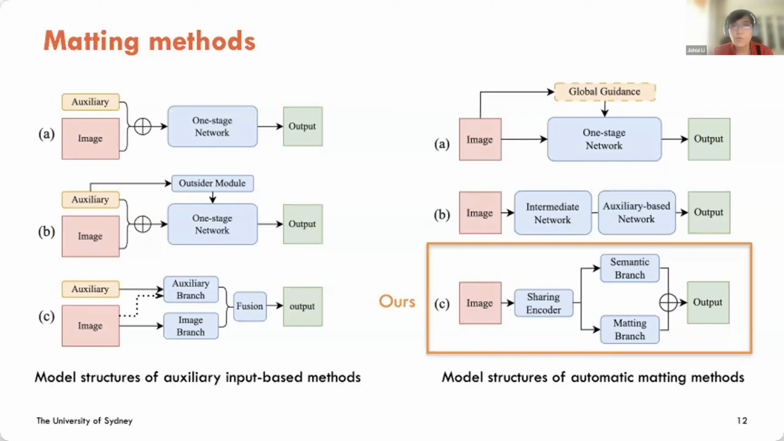So in this case, we have proposed our own model structure, where we use a shared encoder to pass through the information of the image. And then we use two different branches. One we name the semantic branch, to generate a trimap or auxiliary information. And another we call the matting branch, to generate a lot of matting details.